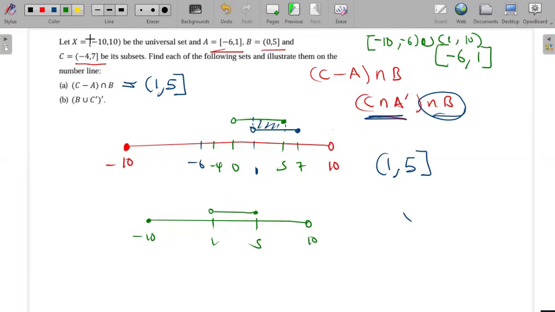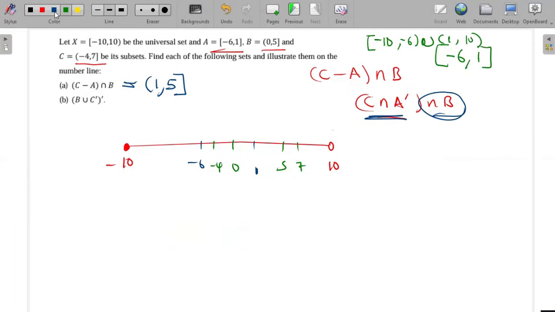All right, let's do the last question. The last question says B union C complement, and then complement. So you can distribute this complement. It's going to be B complement. This sign changes from union to intersection, De Morgan's law. And then this C complement is just going to be C. So you need your B complement and intersect it with C.